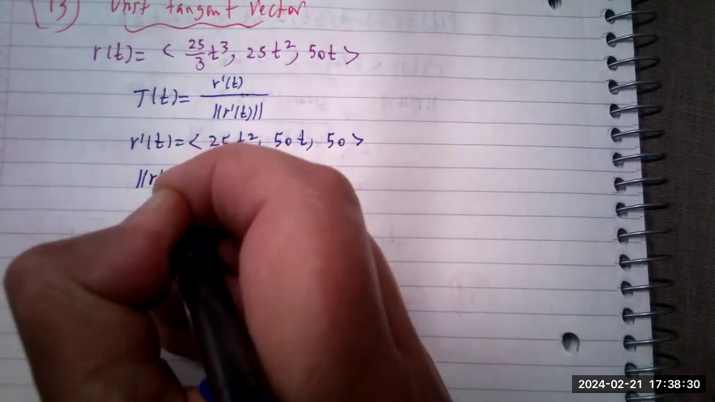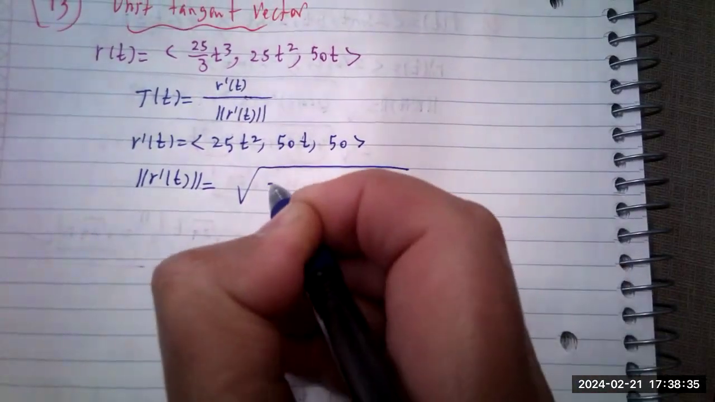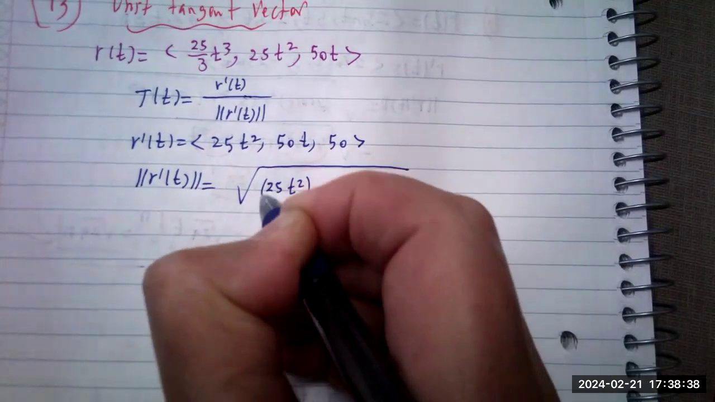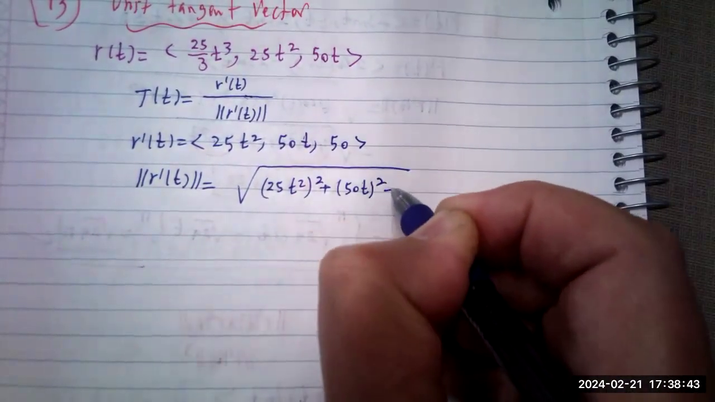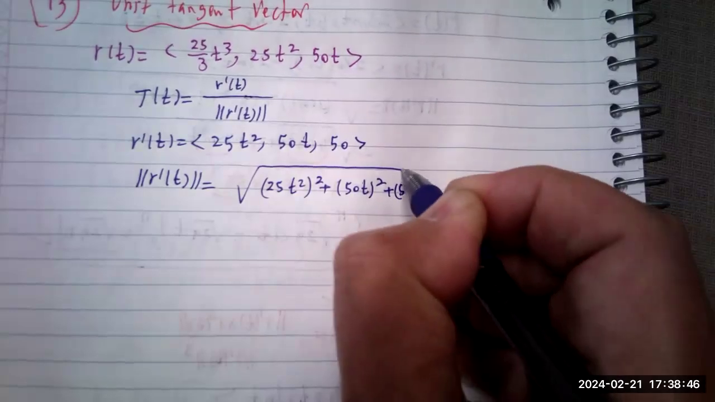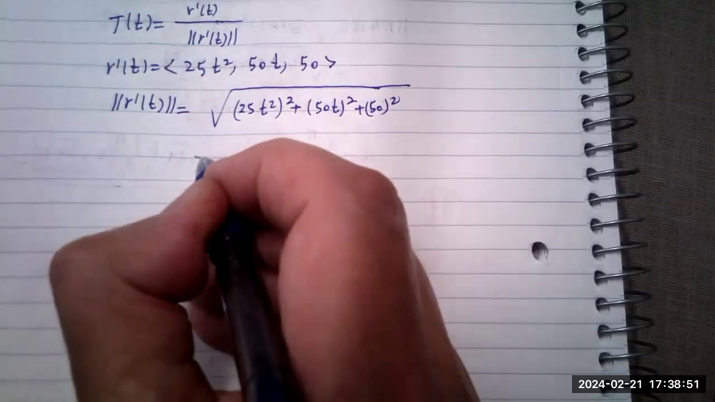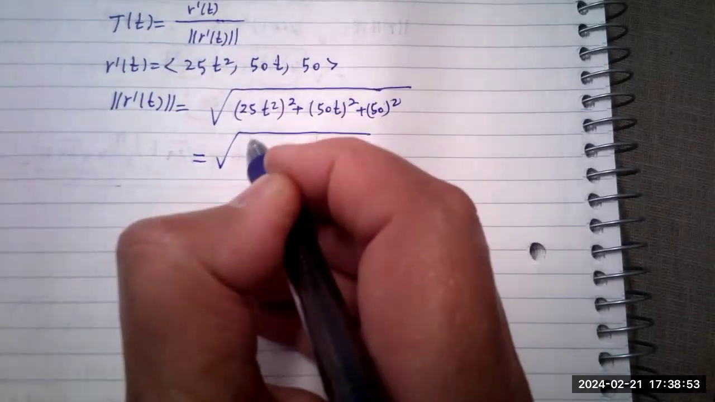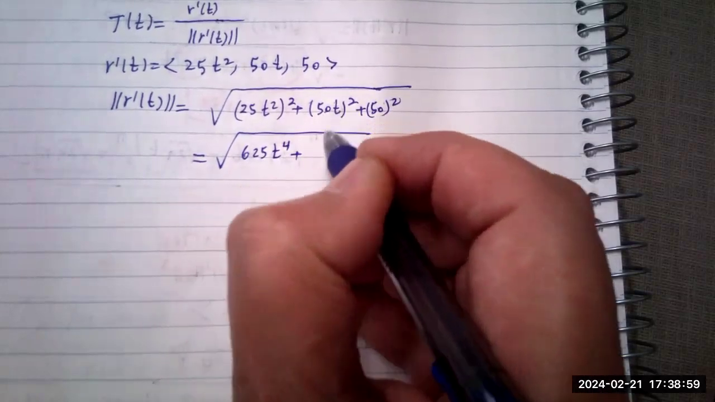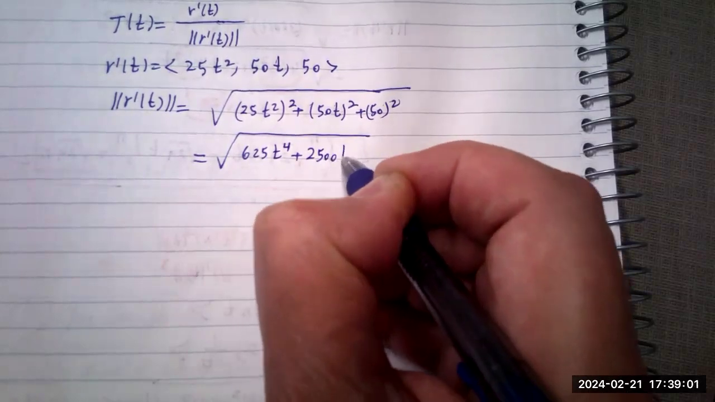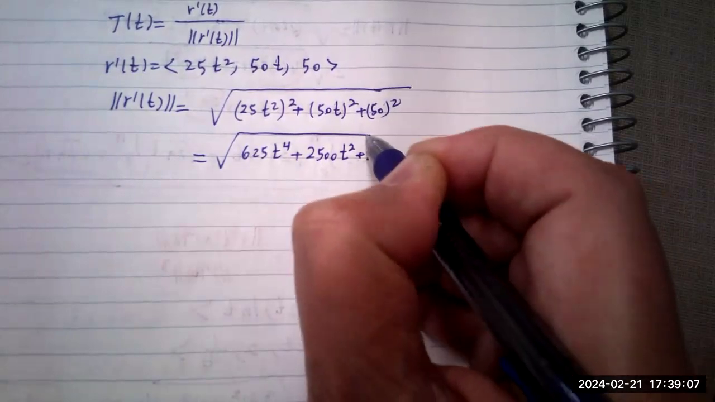So if you want to normalize it, the norm of r prime of t is the square root of 25 t squared all squared, plus 50 t all squared, plus 50 squared. I don't think that it would be something to simplify. So it is going to be 625 t to the fourth, plus 2500 t squared, plus 2500.